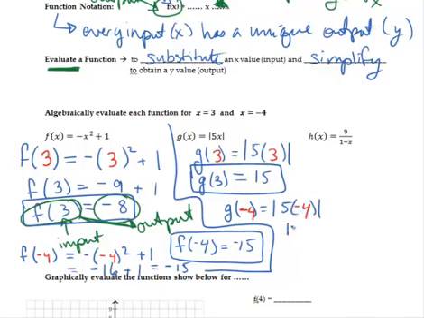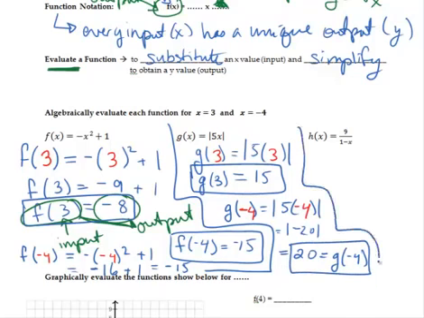5 times negative 4 is a negative 20, but it's inside an absolute value. So we really get positive 20. G of negative 4, I'm going to put it on this side here. G of negative 4 equals 20. And then for our last one, let's see if I can fit it on the screen.